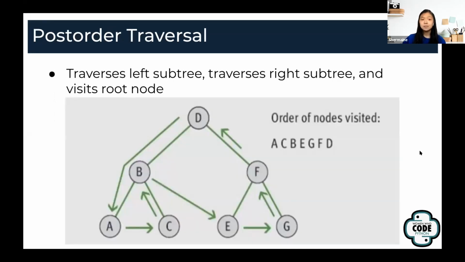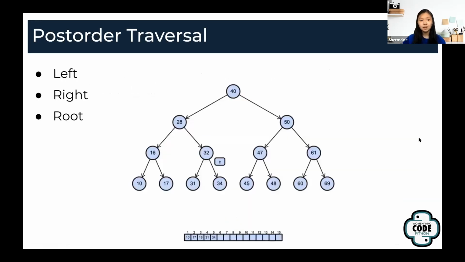Now we move on to the last type of traversal, which is post-order traversal. It traverses the left subtree, traverses the right subtree before visiting the root node. So for this binary search tree, it goes all the way to the left, which is A. It goes to the right subtree, which is C, before visiting the root node B. And now since it's finished traversing the left subtree, which consists of A, B, C, it goes into the right subtree and does left, right, root. So E, G, F, before visiting the root node of the binary search tree, which is D. So D is your last node visited. So it always starts with left, right, and then it goes back to the root.